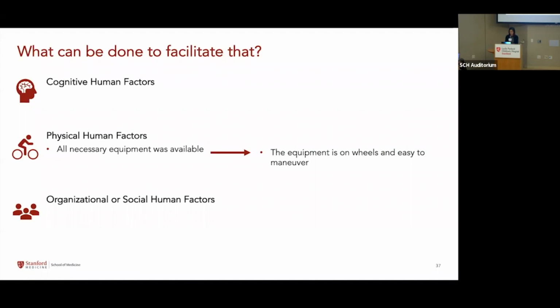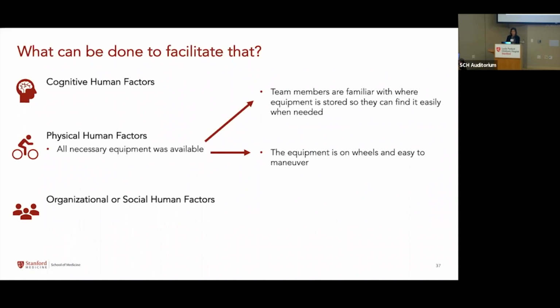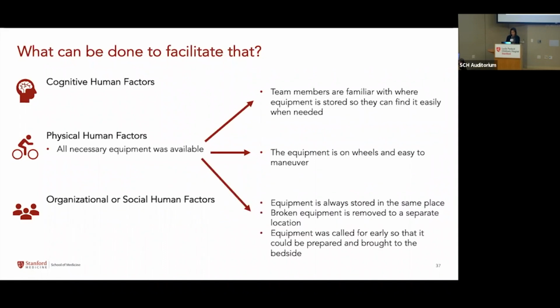But beyond just the physical human factors, perhaps there was something cognitive that played into this situation, that all of the team members were familiar with where equipment is stored, so they knew immediately where to go and they could easily find it when it was needed. And organizationally, we made it easy to do things right and hard to do things wrong. So the equipment's always stored in the right place, or I should say in the same place. But similarly, when equipment's broken or not functioning, that gets moved to a different location so that when a person goes to grab a piece of equipment, they don't accidentally grab something that doesn't work. It seems simple, but these aren't the kinds of things that always happen in our real environment.